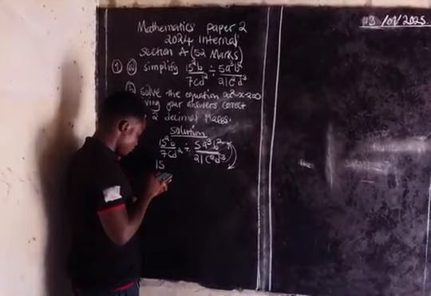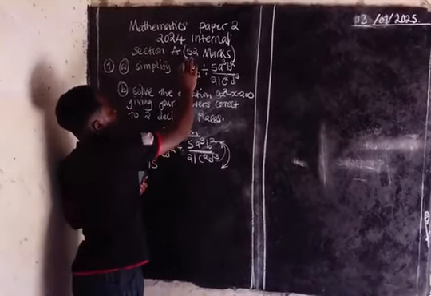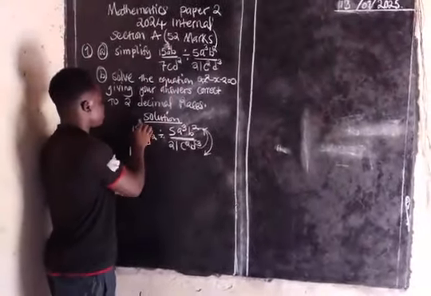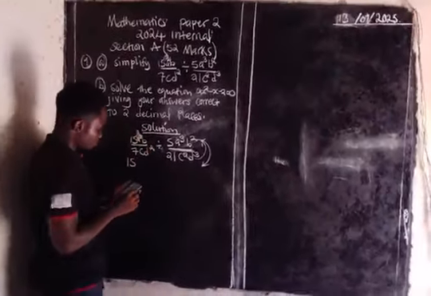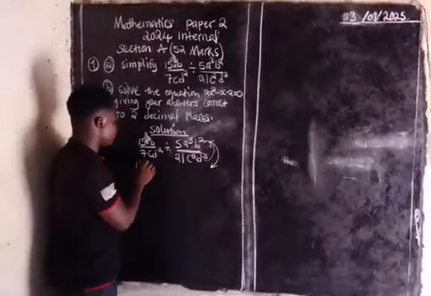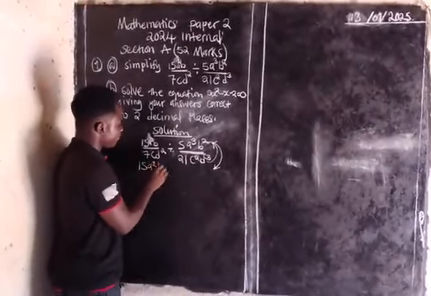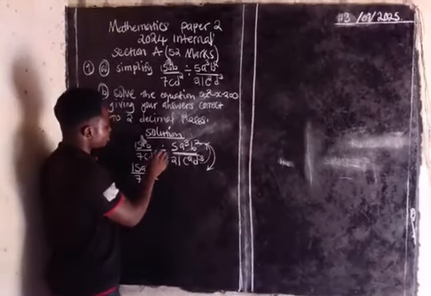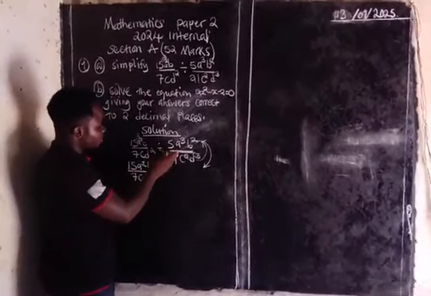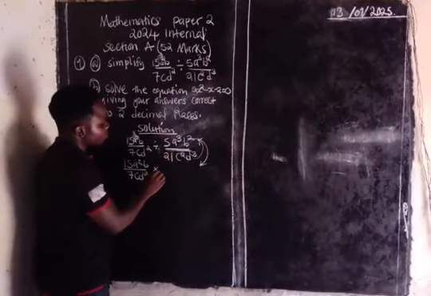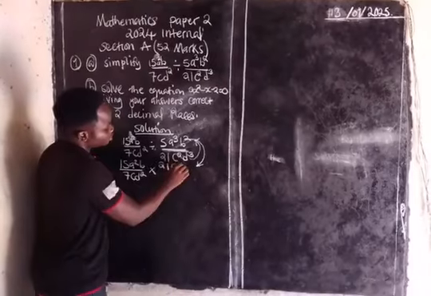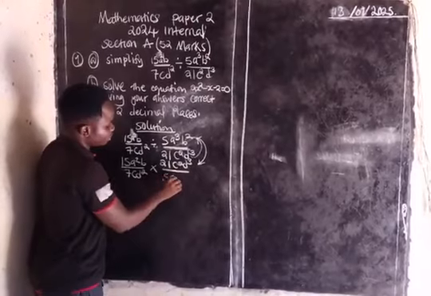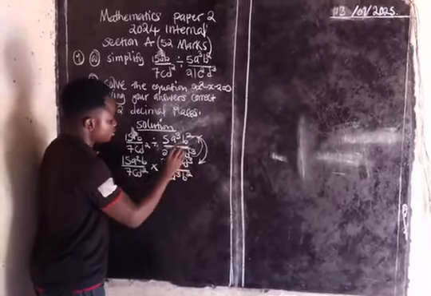So we have 15a squared b over 7c d squared. On this side nothing will change, unless that side. So we multiply by 21c squared d cubed over 5a cubed b squared.